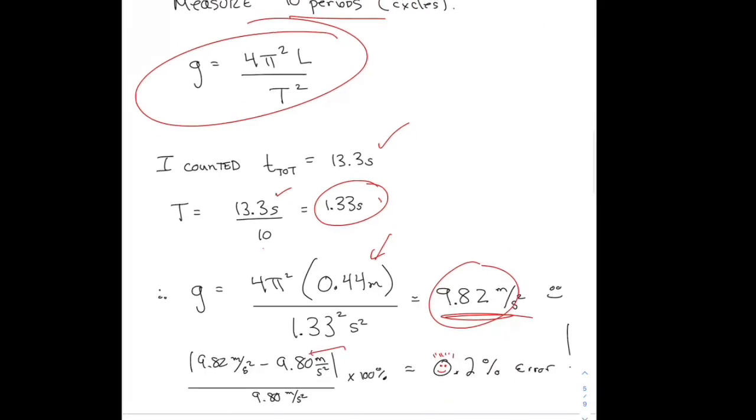So just using a piece of string, maybe your shoelace, and something small, not too light, you don't want a paper clip because there's too much air resistance, but something small and heavy enough, you can calculate little g probably wherever you're sitting right now to within like 1%.